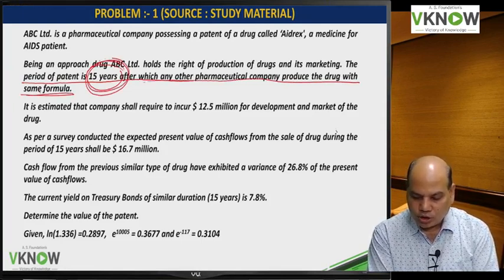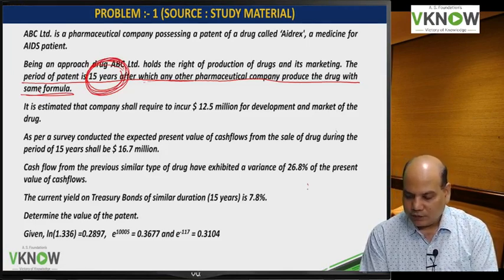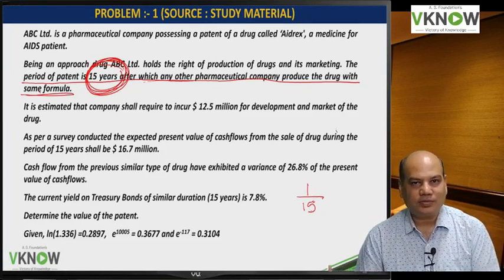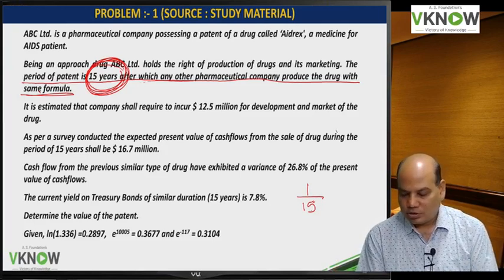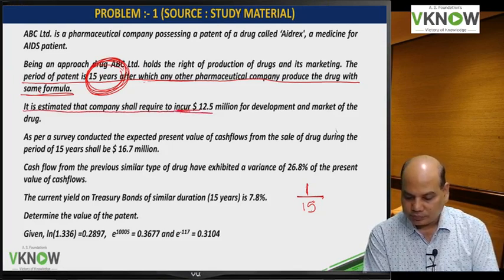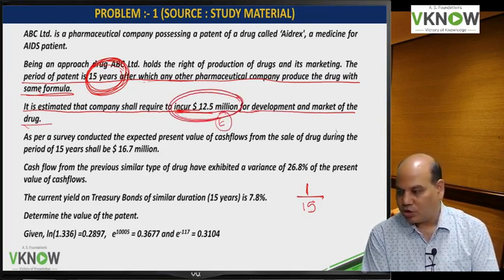So you will enjoy the benefit of the drug for 15 years. Every year gives you a value equal to 1 by 15. In total, for 15 years you will enjoy the benefit of that drug. So each year gives you the benefit which is equal to 1 by 15. It is estimated that the company shall require to incur 12.15 million for development and marketing of the drug. So this is like your exercise price. If you incur this expenditure, you will enjoy the benefit.